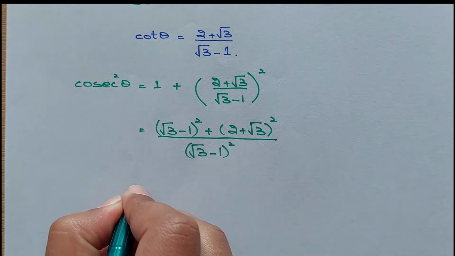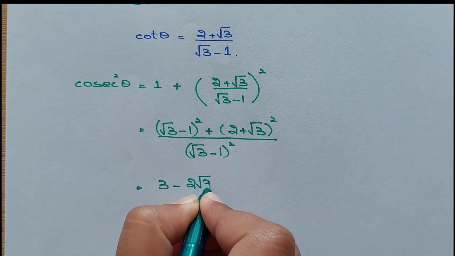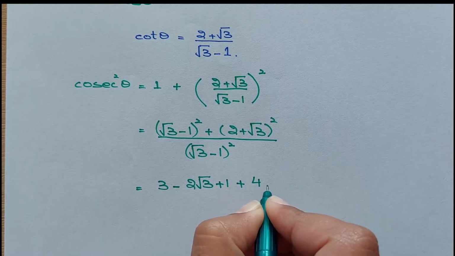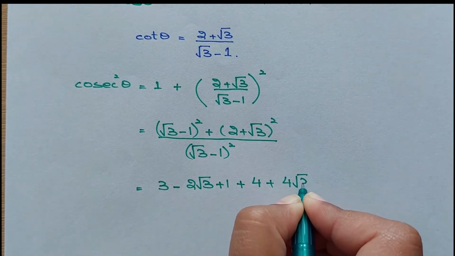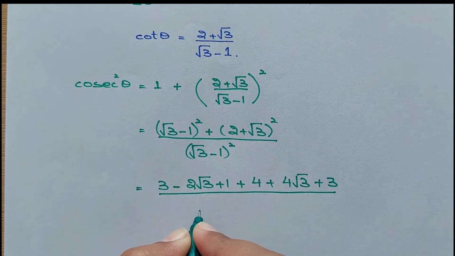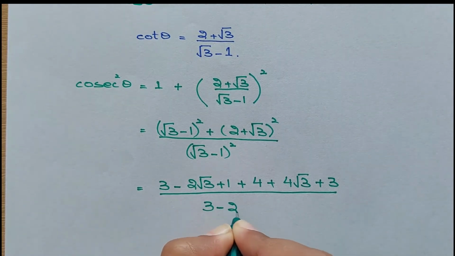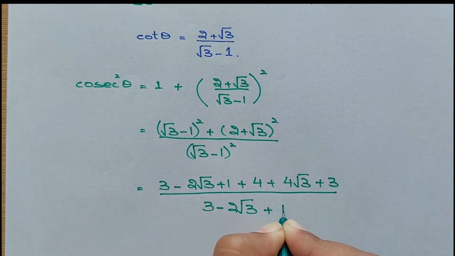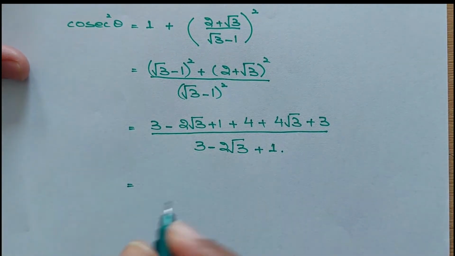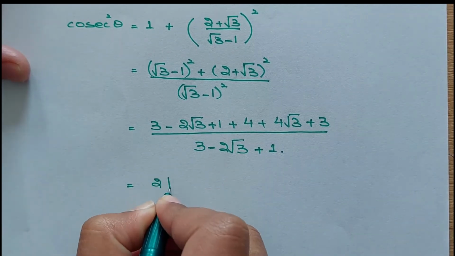So for further simplification, we have 3 minus 2 square root of 3 plus 1, plus 2 squared is 4, plus 4 square root of 3, plus 3, divided by again 3 minus 2 square root of 3 and then plus 1, right? So let me simplify it. So that is going to be 4 square root of 3, and minus 2 square root of 3 is just 2 square root of 3.